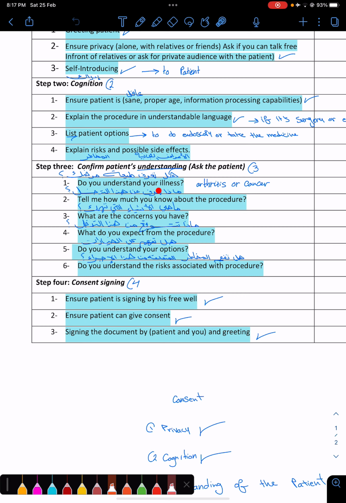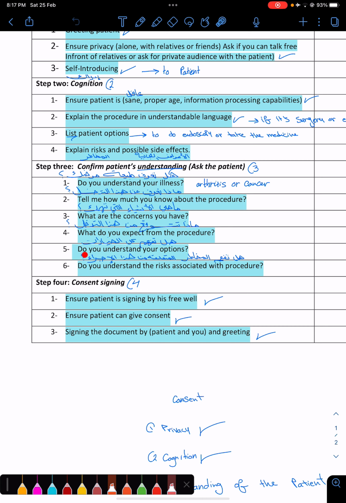So understand the illness, how much they know about the procedure, the concerns, and what they expect from the procedure. Do you think your situation is going to get better after this procedure? I mean, understanding what you expect from this procedure.